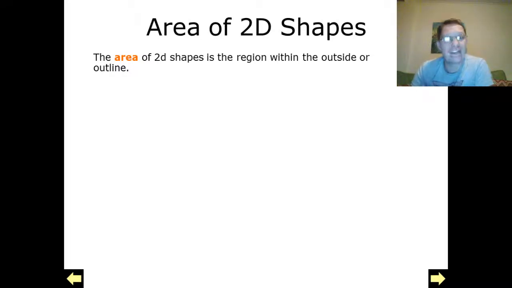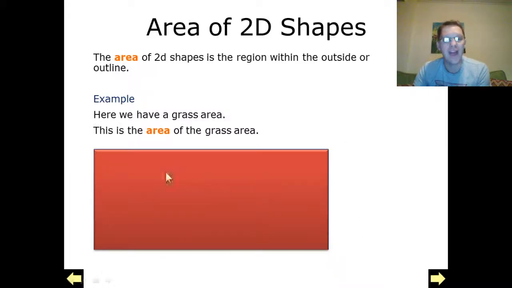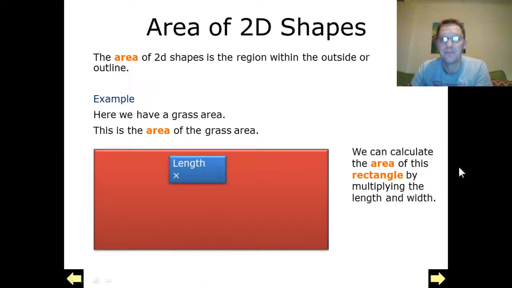So when we're looking for the area of a 2D shape, beforehand we've done the perimeter. Now we're looking for the region, the part that's actually inside the perimeter, inside the outline. Here we've got this grassy area, and the blue line represents the outline of the shape, and we're looking for everything that's inside of that line. This area here is the area.